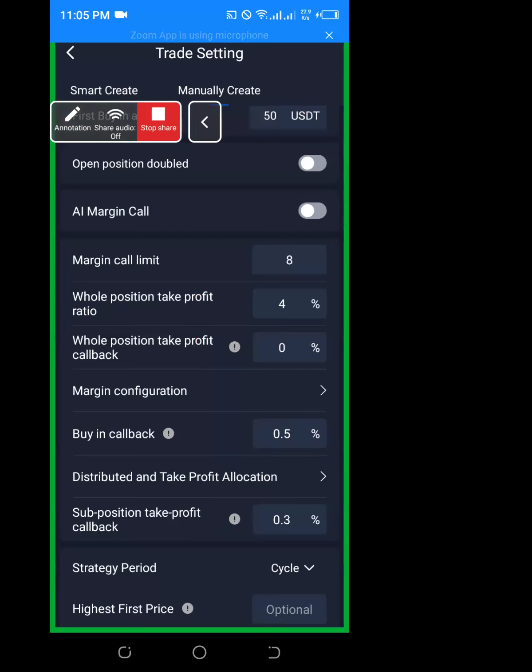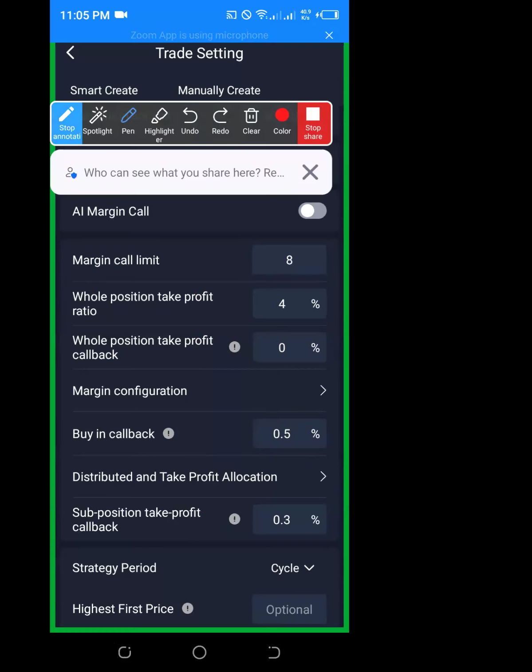We have the distribute and take profit allocation. This one applies on margin calls from 5 to 8. These are independent positions, or sub positions. This is where people make a lot of money, in that even when the market is bad, you still earn something. That's why it's not always good to expose all your capital.